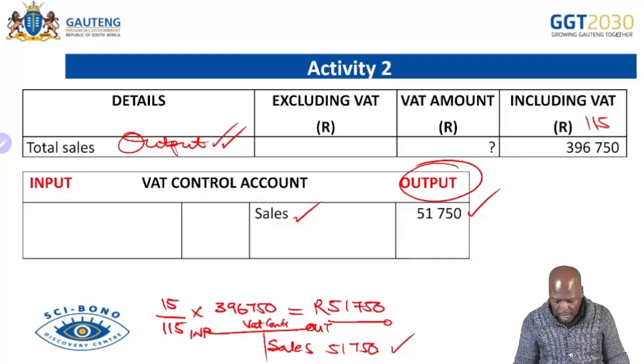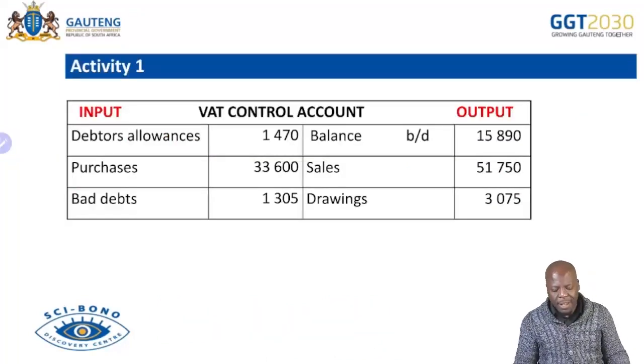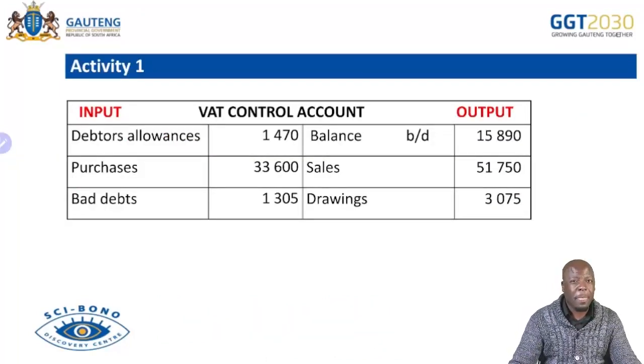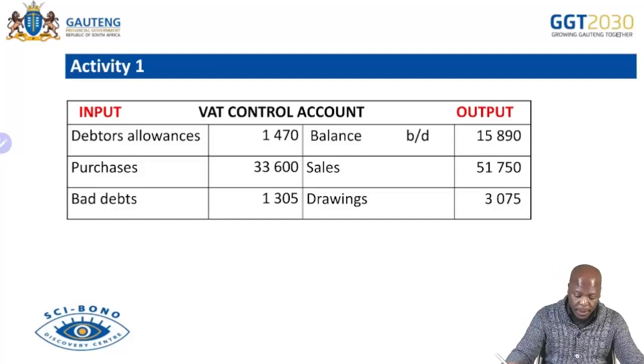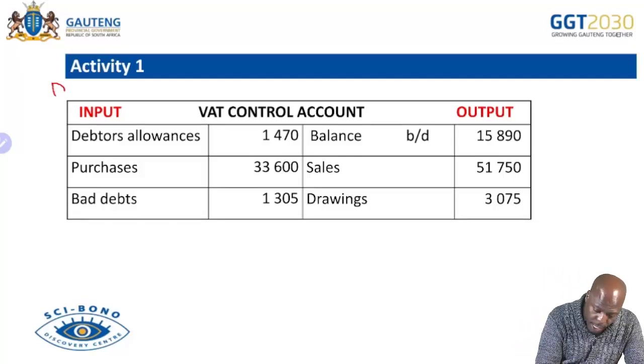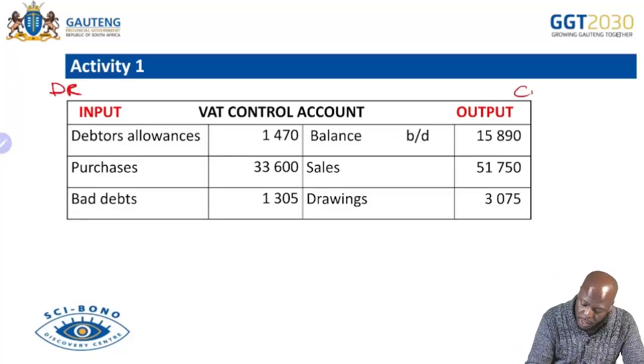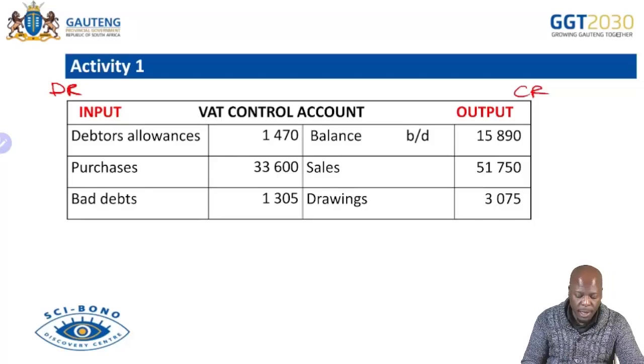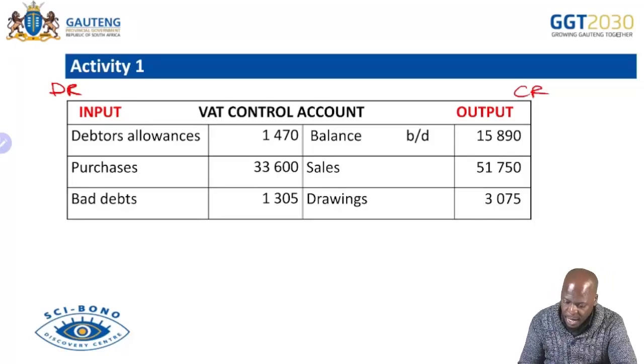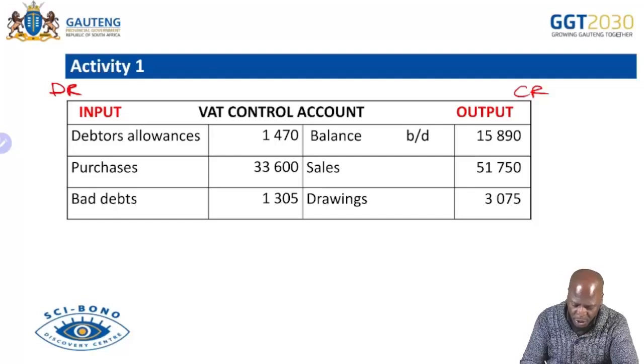Now, dear learners, let's see if we can close this out again. Remember what I taught you earlier on. You need to add both your sides. You add your debit, you add your credit as well. Let's start with the debit. How much do you get when you add the debit? Please punch it in. You are saying 1,470 plus 33,600 plus 1,305.